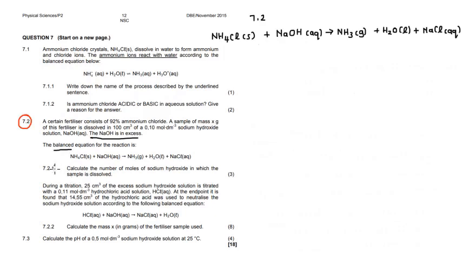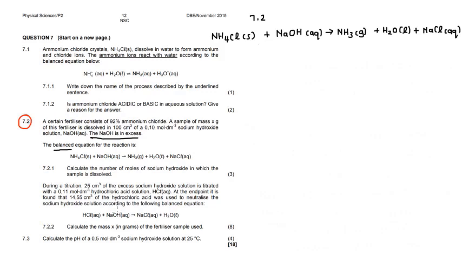Now there are two sections to this question, so I'm going to read the entire question so that we get an overall idea of what's going on. The first thing they do is take this fertilizer, which contains some ammonium chloride, and dissolve it in a solution of sodium hydroxide. The sodium hydroxide is in excess, so the first reaction that occurs goes to completion, which means that all of the ammonium chloride crystals that were added to the sodium hydroxide react completely.